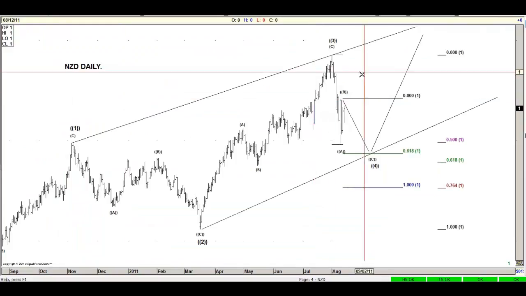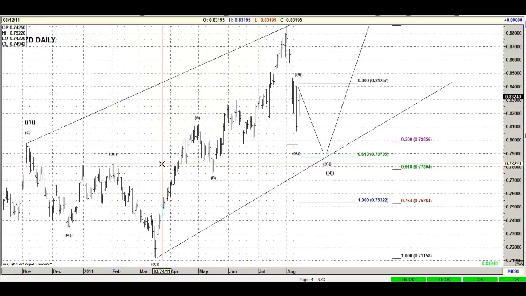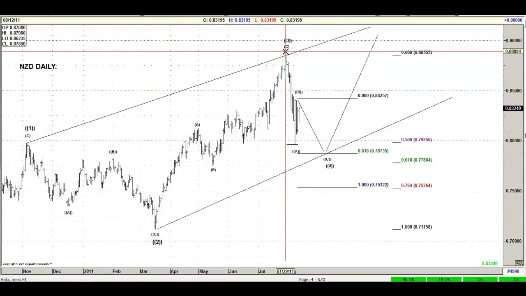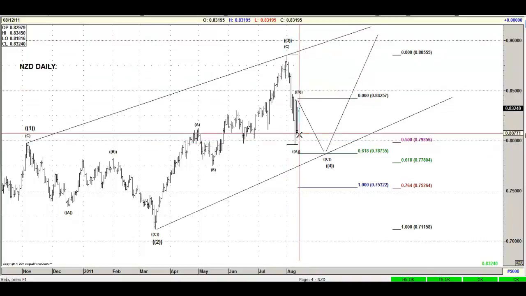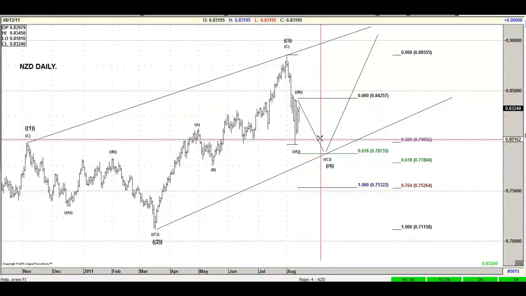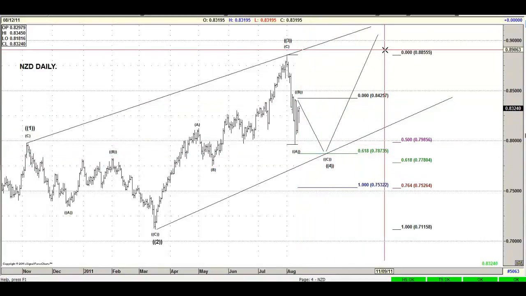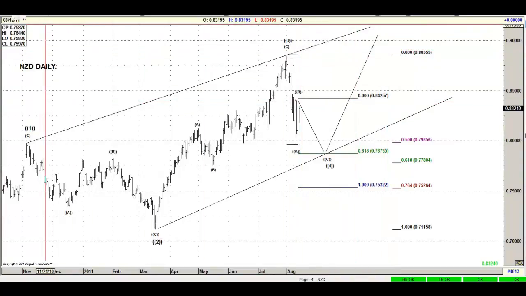Now, New Zealand is showing the same structure. On the daily chart, we are in a 5th wave ending diagonal. We got 1, 2, 3, and possibly 5 waves completed here, and we see New Zealand recover even harder than the Aussie. New Zealand should trade lower to either the 78 or 77 area before bouncing higher. That's the trade that we're trying to cash.